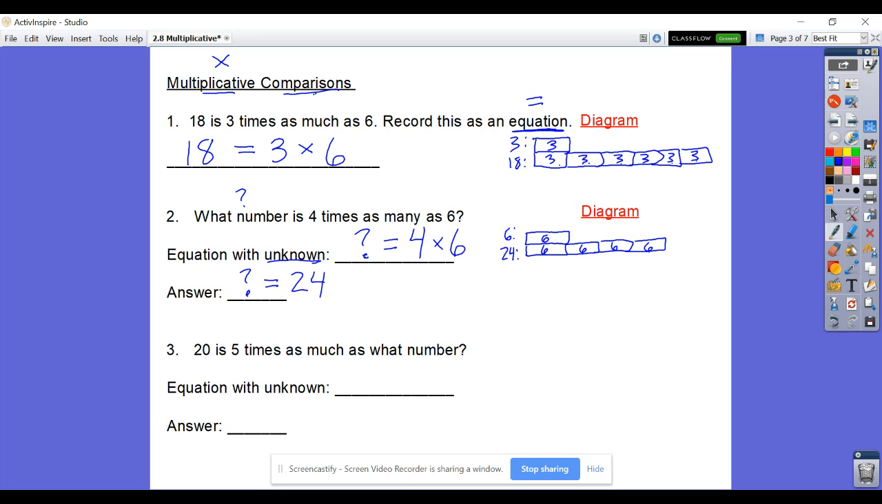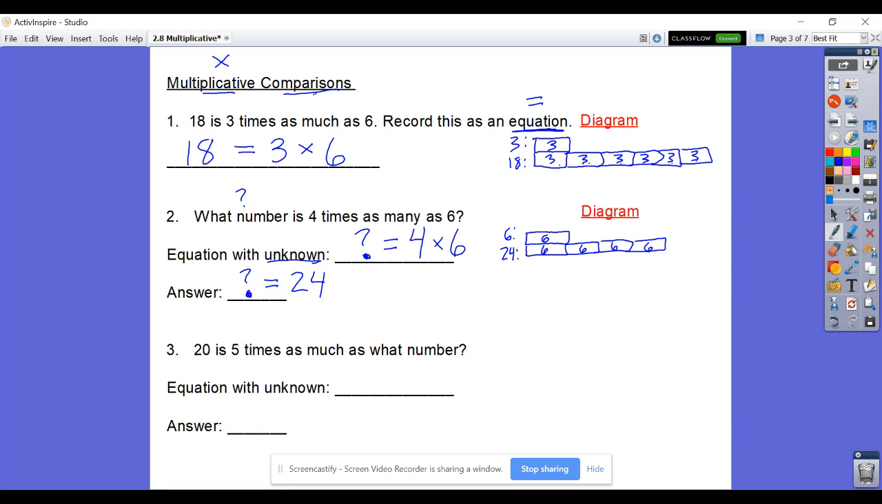This is how we're being real mathematicians right now. Instead of just writing 24 as our answer, we're taking our unknown and saying it equals 24. So we've truly solved this equation. That's the sign of an excellent mathematician.